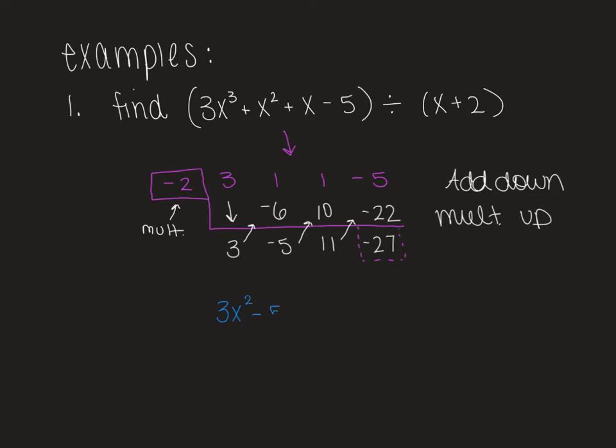Now we have -5, and you just go down in degrees. So it's going to be 5x to the first plus 11, no x's, and then minus, because we have a -27, so 27 over, now this is the tricky part, the whole divisor goes underneath, not just -2, so it's going to be x plus 2. So make sure that when you are writing your remainders, it's still over your whole divisor.